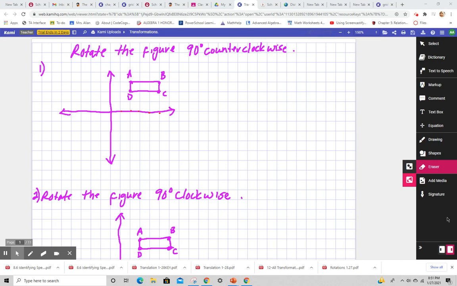Hi everyone. This is a quick review of all the different transformations that we have learned to do. So let's get started. Rotate the figure 90 degrees counterclockwise. So I'm going to start with my rule. 90 degrees counterclockwise, switch X and Y and change the sign.